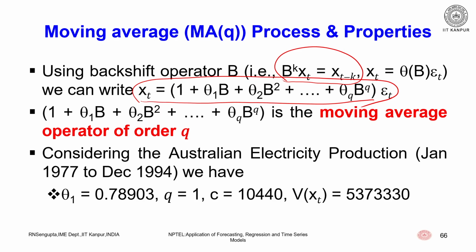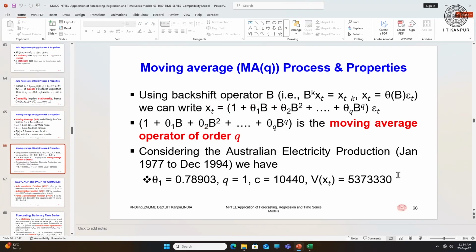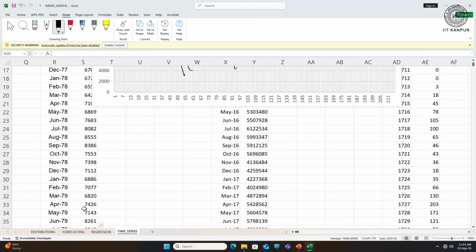So, P and Q, which I am mentioning time and again, are the orders or the parameters which you consider. And if I consider the Australian electricity production data with Q equal to 1, now you see the interesting part. Theta 1 is given as 0.78903, Q is equal to 1 and C is 10,440. And the value of variance is basically 53,73,330. Now, let us go back to the data set.